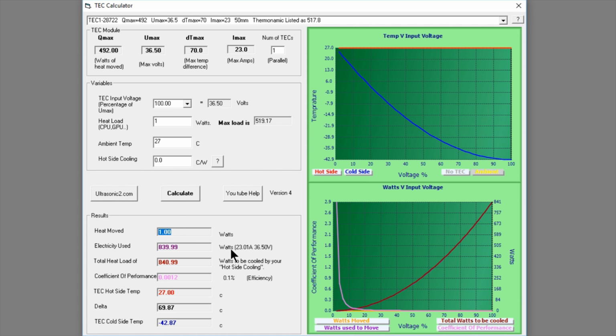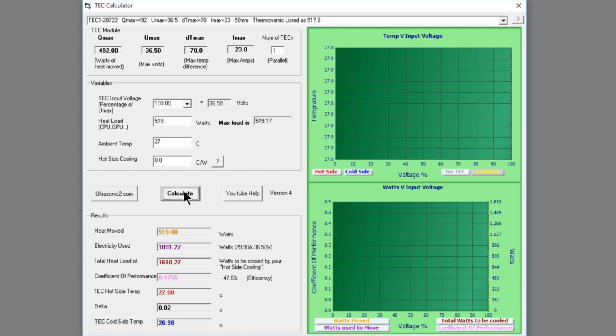So we can jack the COP up by increasing the heat load to a maximum of 519. So we'll put that in now. And bam, all of a sudden we have improved the COP greatly. It's now 0.4756, or about 47%. Now, whether or not that's considered good or bad, I don't know, that's up to you, but we're now achieving virtually no delta.